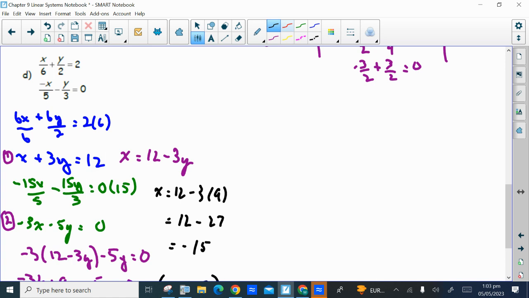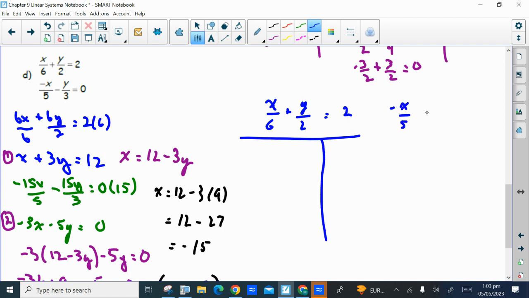So, checking our solutions. X over 6 plus y over 2 should equal positive 2. Our second equation to check is negative x over 5 minus y over 3 should equal 0.